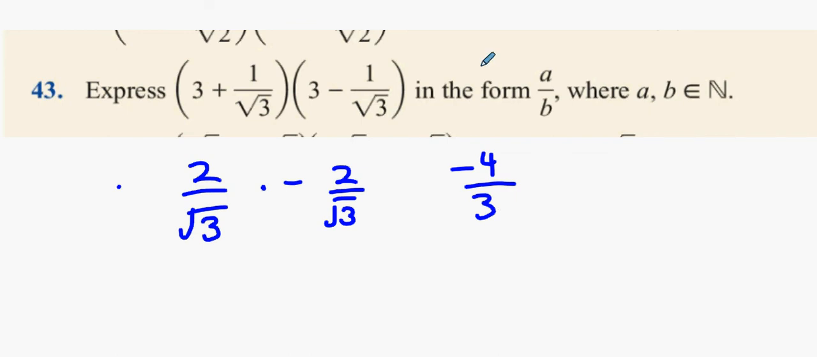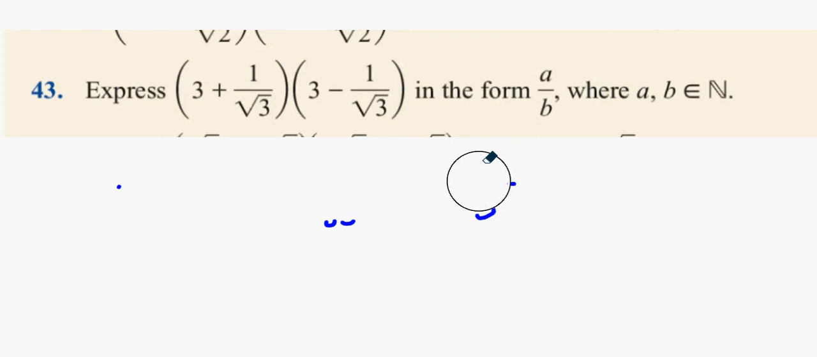Now, in the same way, what we're going to do here, guys, is that there's 2 objects in the first bracket, 2 objects in the second bracket. So how many objects am I expecting at the end? I'm expecting 4. 3 times 3, 9. 3 times 1 over root 3.